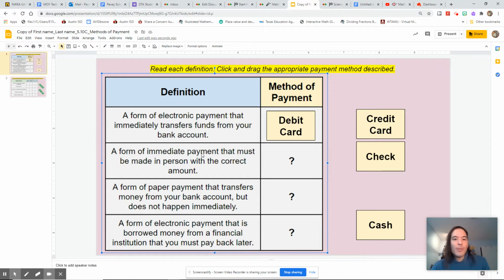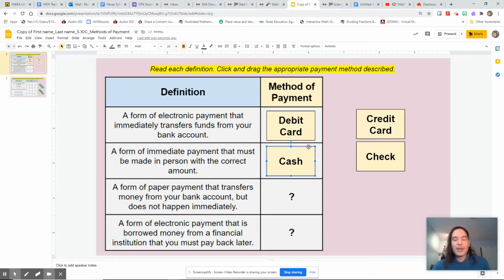Okay, a form of immediate payment that must be made in person with the correct amount. All right, there's only one of these that has to be made in person. I cannot send cash through the internet. I can even put checking numbers on the internet. It's less frequent, but you cannot send cash to the internet. You just cannot put a dollar bill into your webcam. It's not going to work.